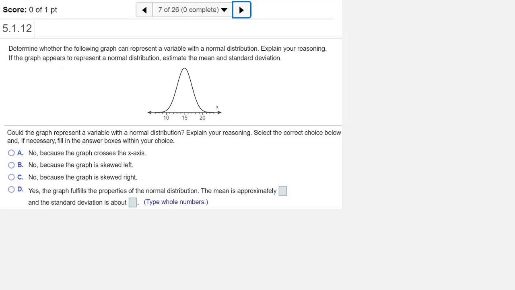So when we look at this graph, it seems to be normal. It's symmetric and it has a bell-shaped curve to it. So right now, if I was going to answer, I would answer D. But that means we need to fill in these blanks.